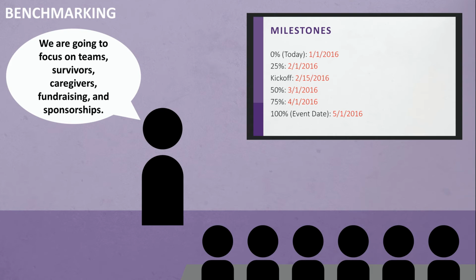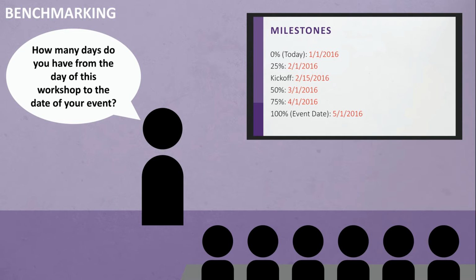And say, when we are talking about benchmarking milestones, we need to talk about the duration of your planning. How many days do you have from the day of this workshop to the date of your event? To plan a strong event, the best practice is 8 to 12 months. So we're going to start benchmarking by looking at the 25% milestone.